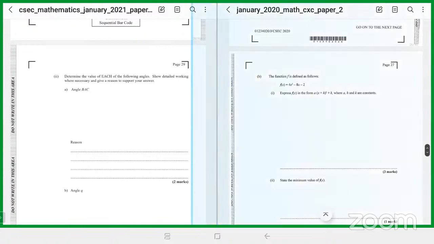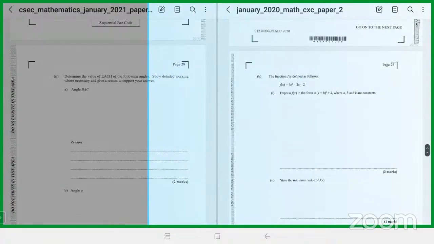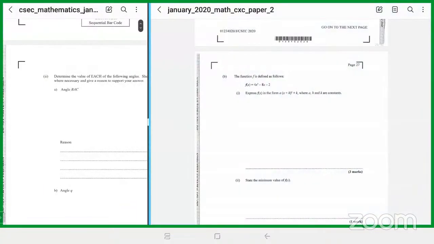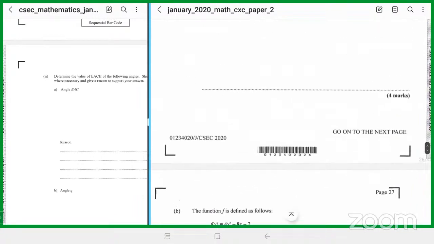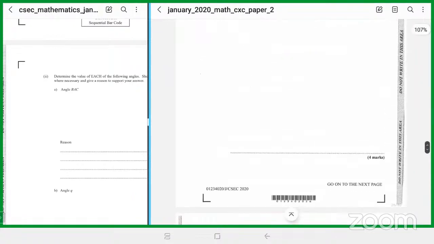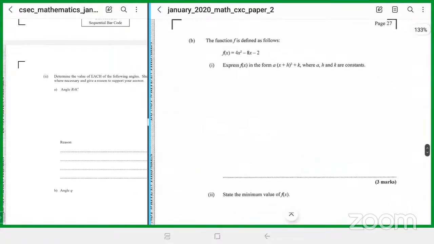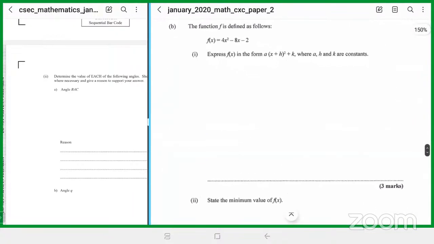Aha, here's one. January 2020. Here's one, guys. Here is one. There you go. Yes, sir. All right, good.